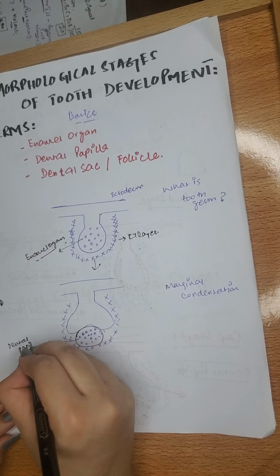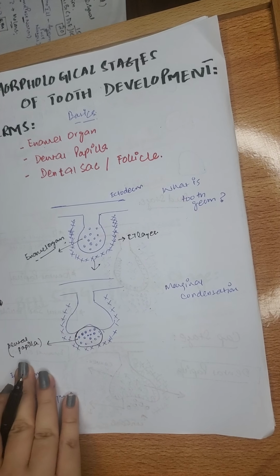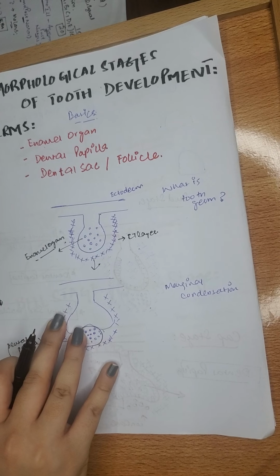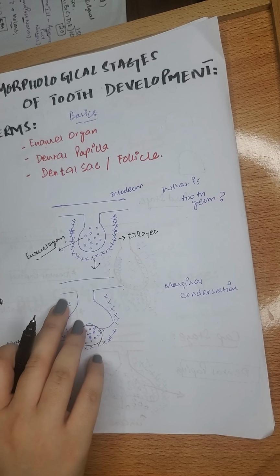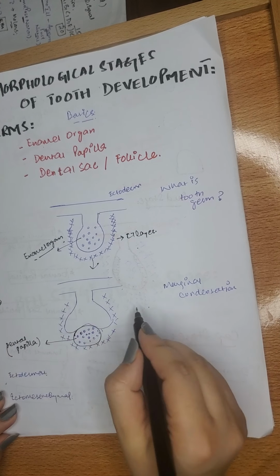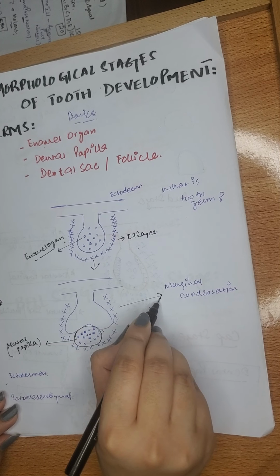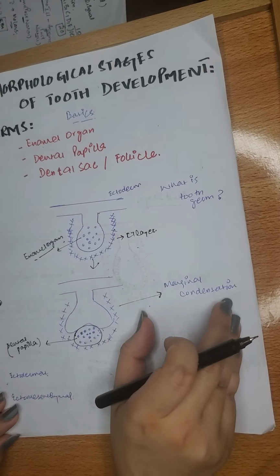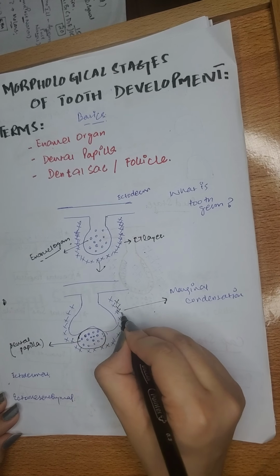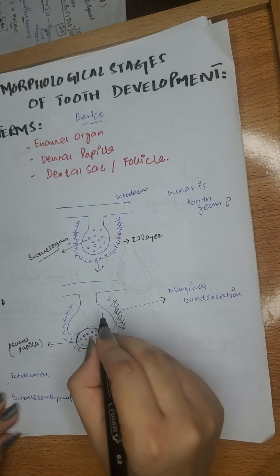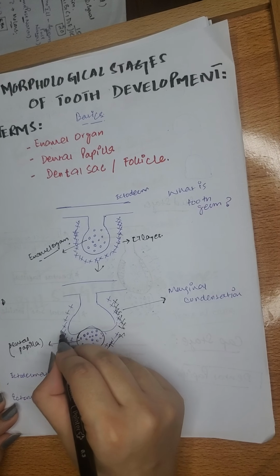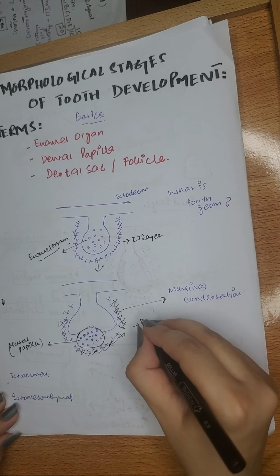This cluster collectively is known as dental papilla, and now the fibrous tissues or the connective tissues are going to arrange themselves by a process named marginal condensation. They are marginally arranging themselves. Condensation means compaction. Marginally they are compacted like a plate around the enamel organ and around the dental papilla, and now they are named a dental sac.